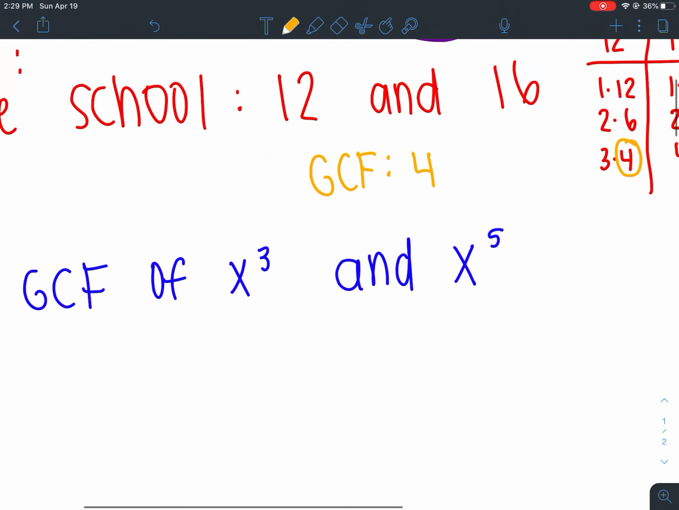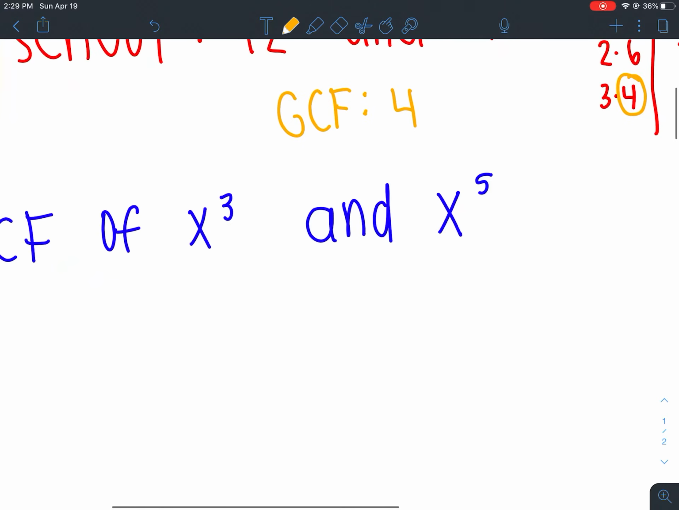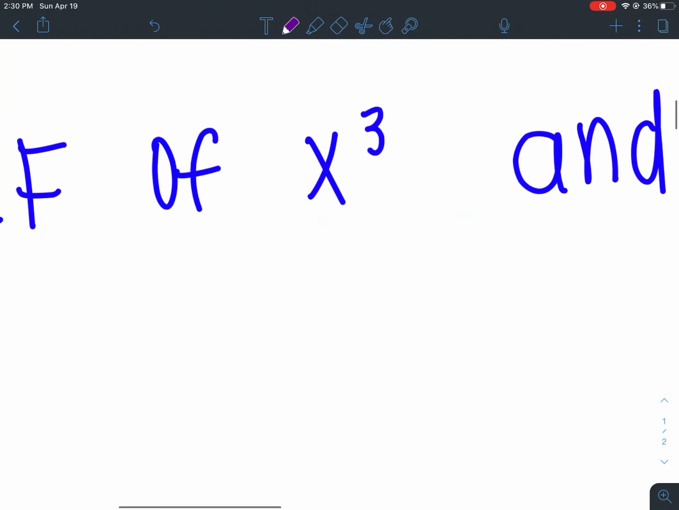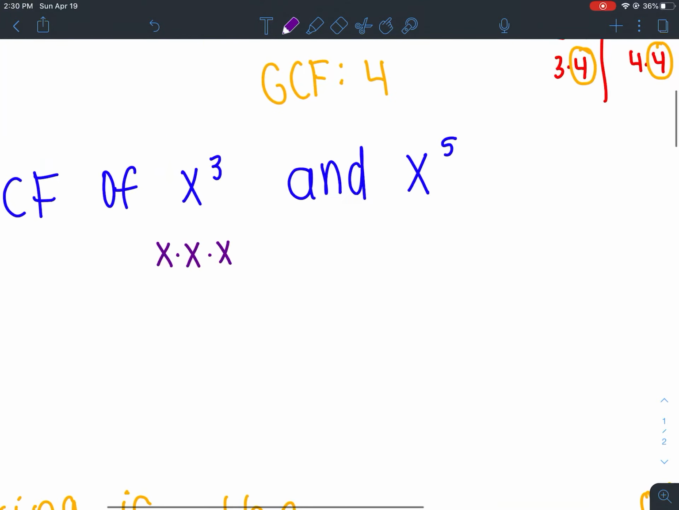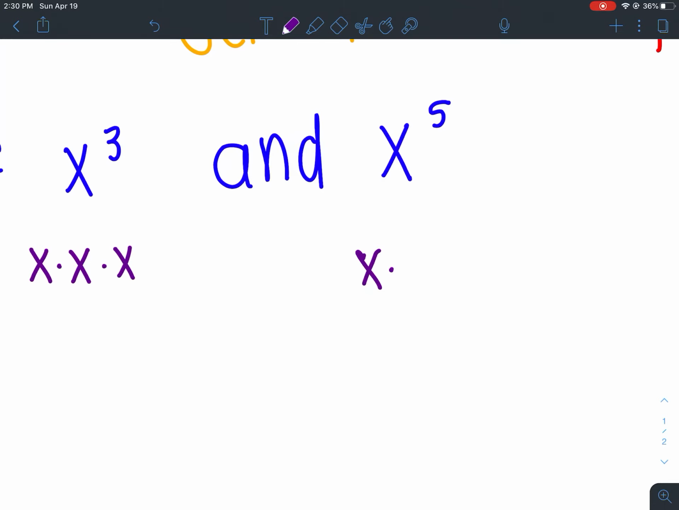Now in algebra, you do need to know how to do it with letters, so I'm going to show you how to do that now. Now we want to compare x cubed and x to the 5th. What does x cubed mean? Well, that means I have x times itself 3 times. It means I have x times x times x. Okay? X to the 5th is x times x times x times x times x. I have x times itself 5 times.